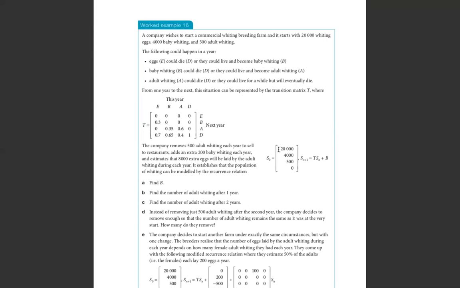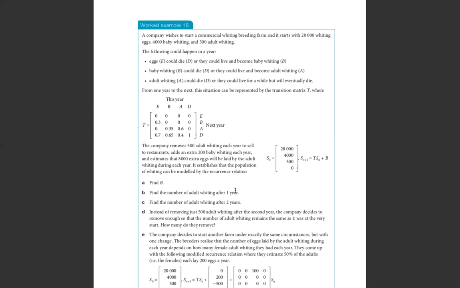They have given us the initial state matrix at the start of the question, and this is your transition matrix. As it involves restocking and culling, we need to add or remove something, so we use that formula here. In the first part, we need to find B. So how many baby whiting will there be?